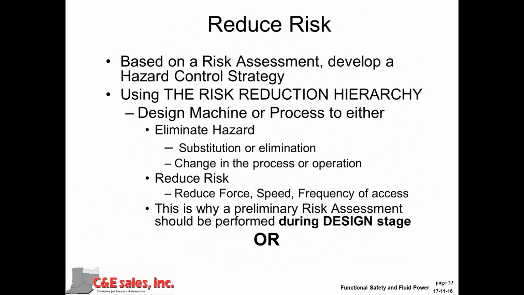The first question we would ask, or the first thing we want to try to do: can we eliminate the hazard? Can we do substitution or elimination, use a different process, automate it, use a less corrosive fluid to do the job, etc.? If we can't eliminate it, can we reduce the risk? That is often by making mechanical changes, such as reducing the force, the speed, the frequency with which people need to access the potential hazard, and so on.